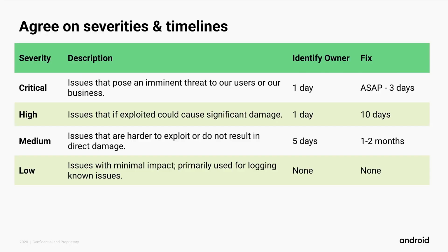For example, a financial institution might consider a vulnerability that provides unauthorized access to proprietary trading algorithms to be critical severity.